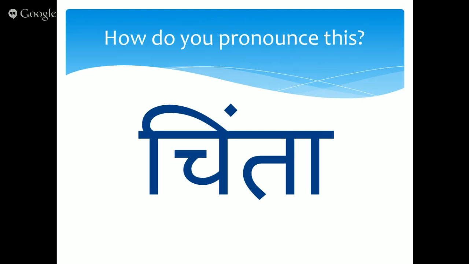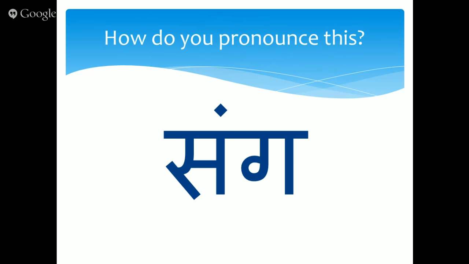If you hadn't noticed, that dot is na. Why? Because ta is pronounced with the tip of the tongue touching the teeth, and so we have chinta.